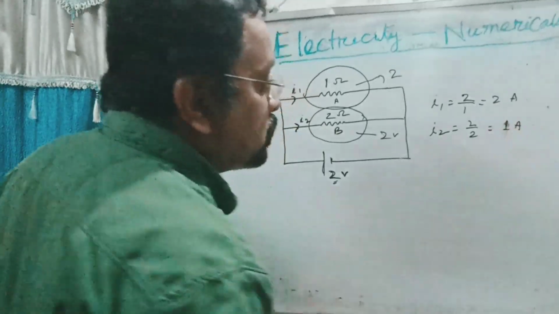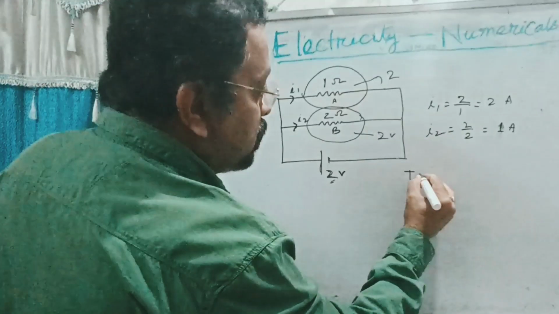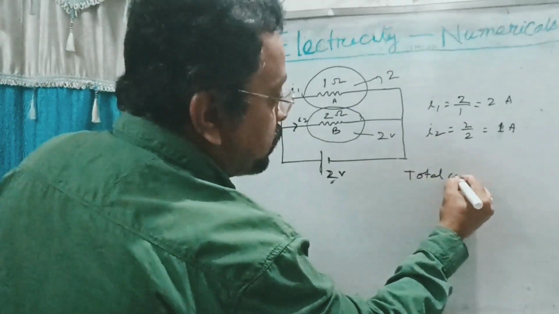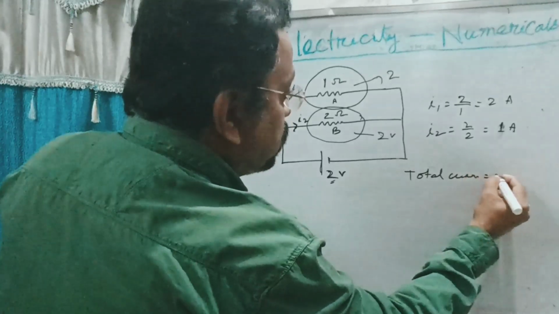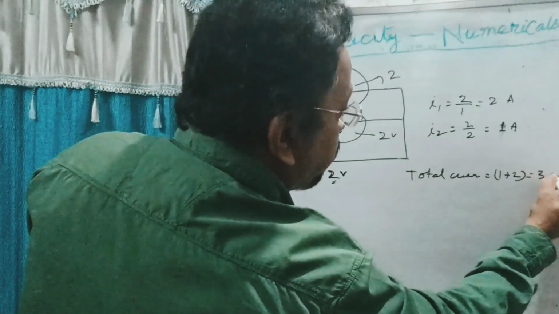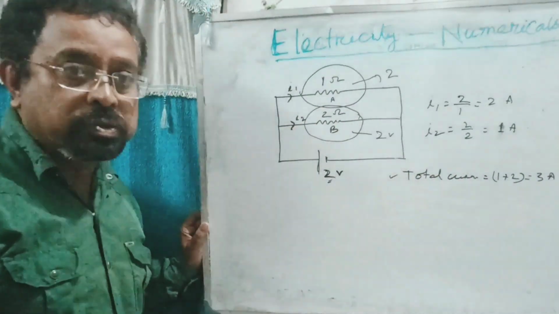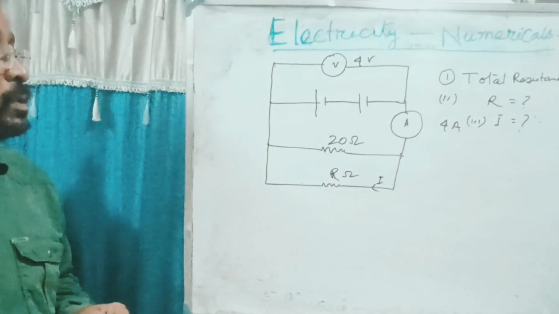Is it clear? If you are asked what the total current is, the total current is equal to 1 plus 2, that is equal to 3 ampere. Is it clear? So the total current is 3 ampere. So this is the next question.